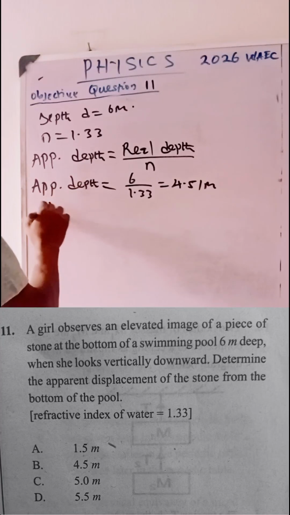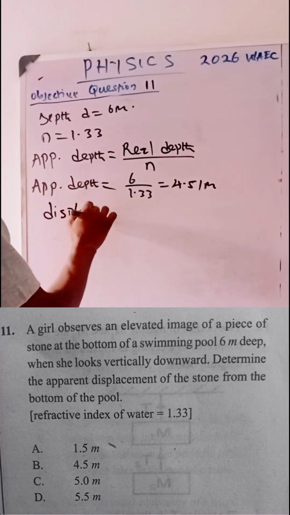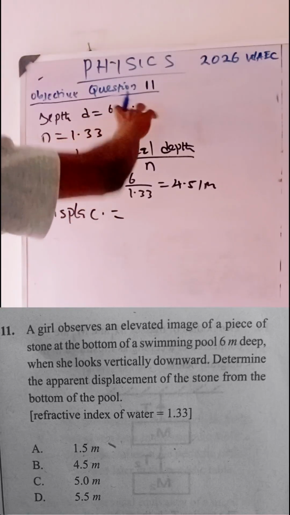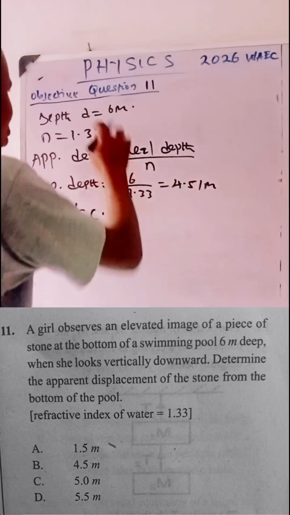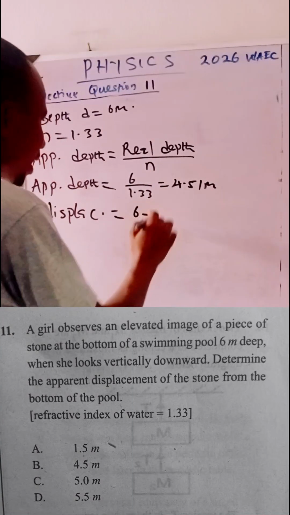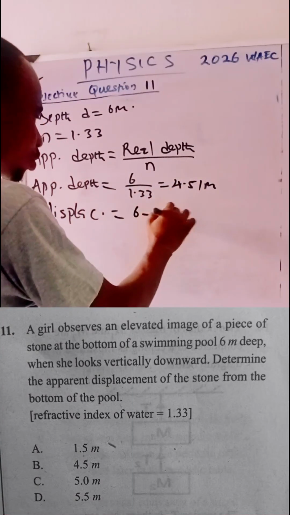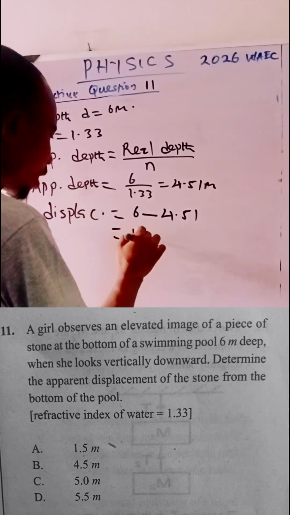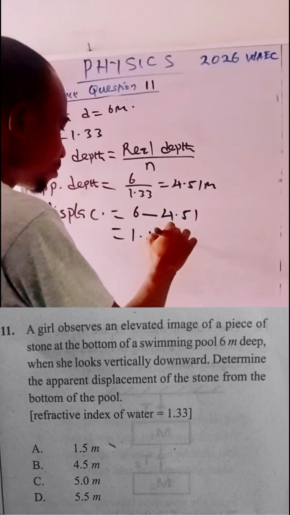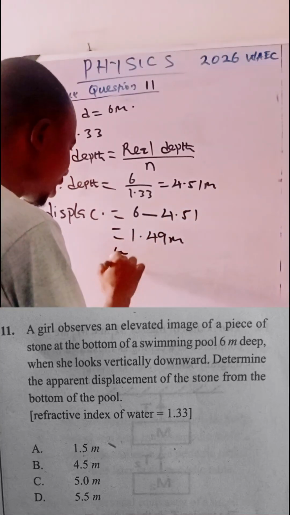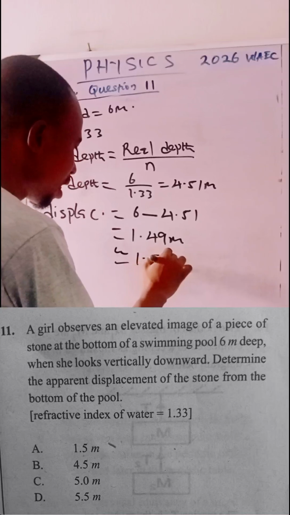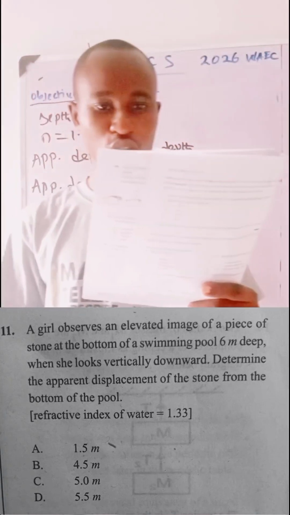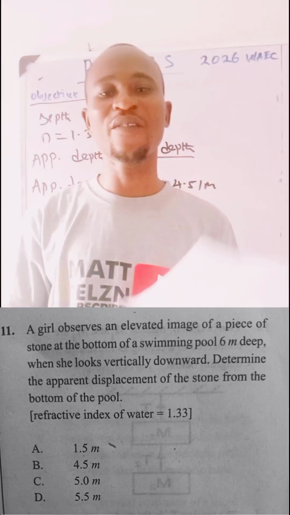The apparent displacement now, let me see, displacement now is going to be my real depth minus the apparent depth, which is my real depth, 6, minus the apparent depth, which is what? 4.51. Okay, and this is going to give me what? 1.49 meters, right? Approximately I'm going to have 1.5 meters. Okay, now if you check this, you will see that it is option A, 1.5 meters.